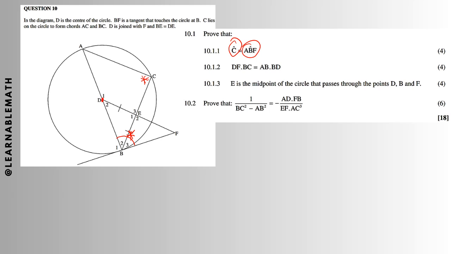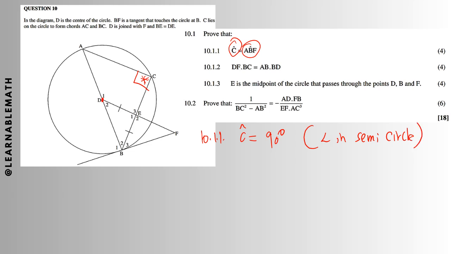Okay, so to answer this question 10.1.1, we're going to check what angle C equals. You can see that AB is a diameter of the circle, and it's subtending an angle at the circumference, which is angle C. We do know that this angle must be what? 90 degrees, because it's angle in a semicircle. So angle C equals 90 degrees because angle in semicircle, or angle subtended by diameter.